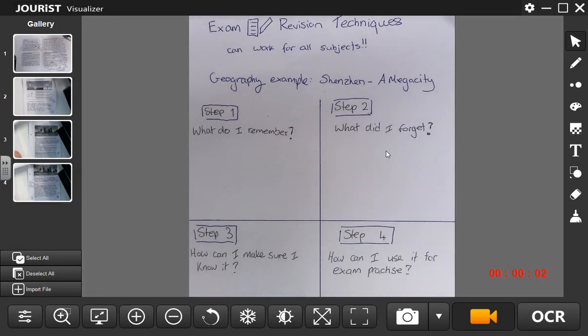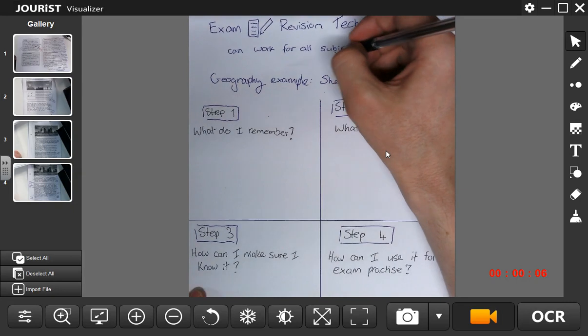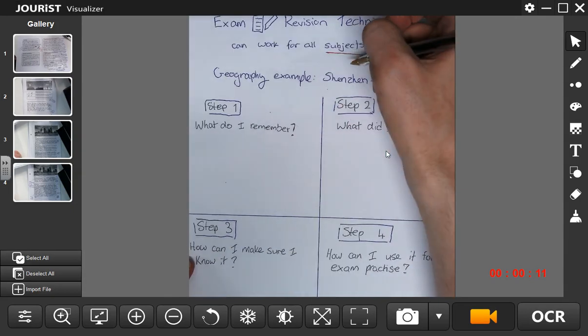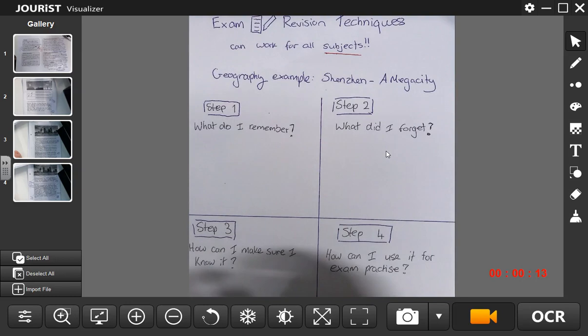Hello Year 7, so I'm just making a quick revision video for you that you can apply to all of your subjects. So yes, this can be used with anything from RS to IT, any subject that has content that you want to remember and then use it effectively in an exam answer.